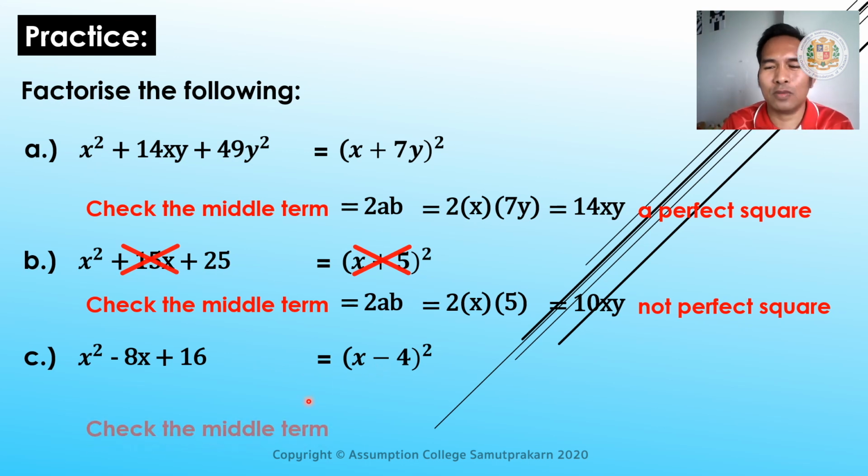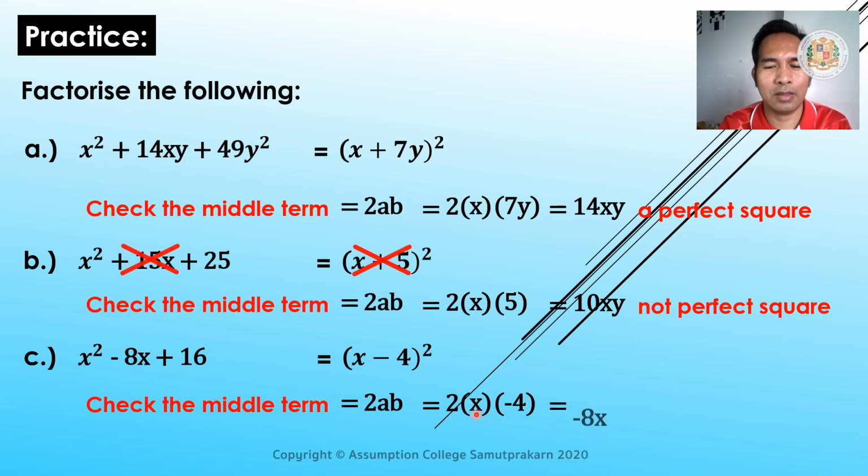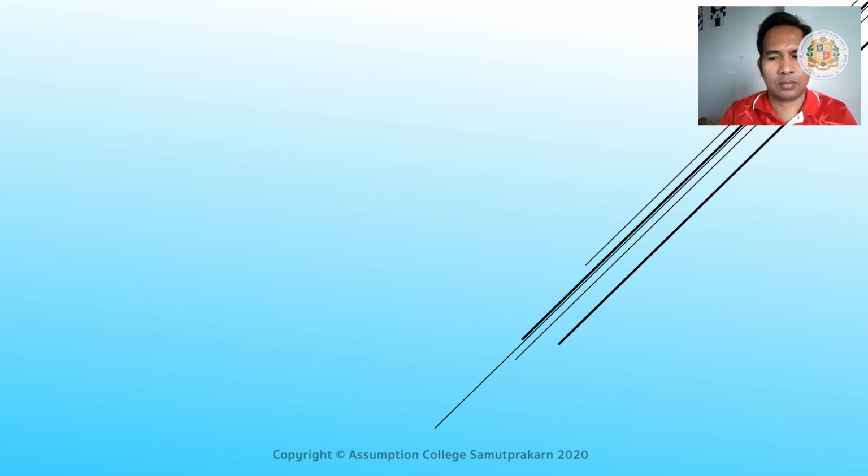But again, don't forget to check the middle term, 2ab. What is our a here? Our a is x, while our b is negative 4. So 2x times negative 4 is negative 8x. So therefore, your answer is correct, negative 8x. So again, a perfect square.